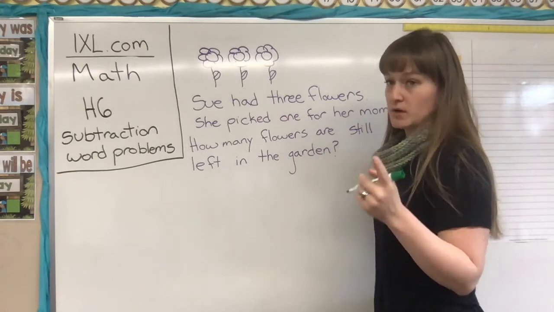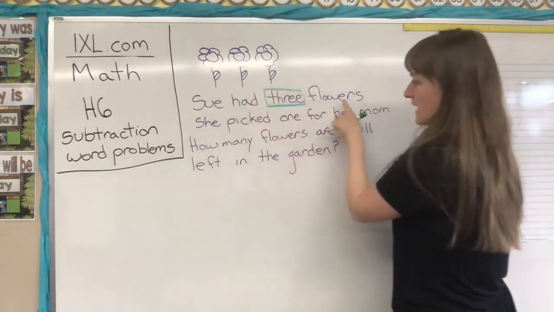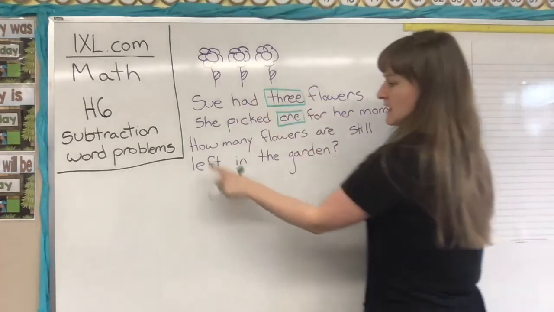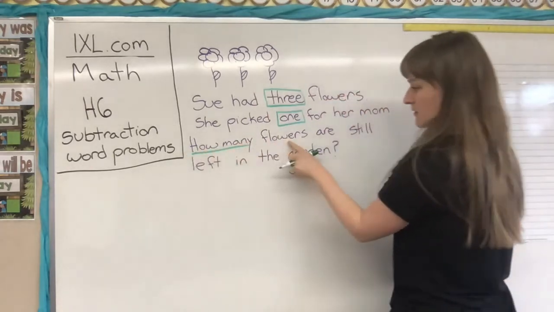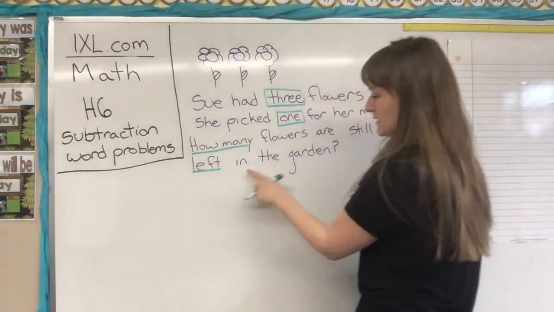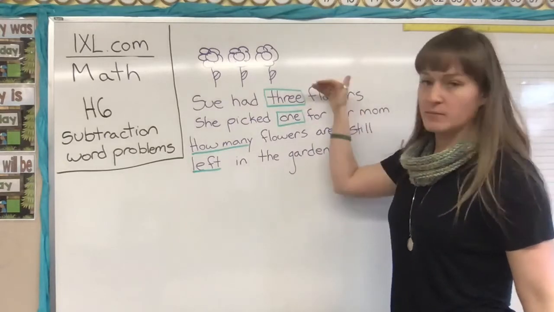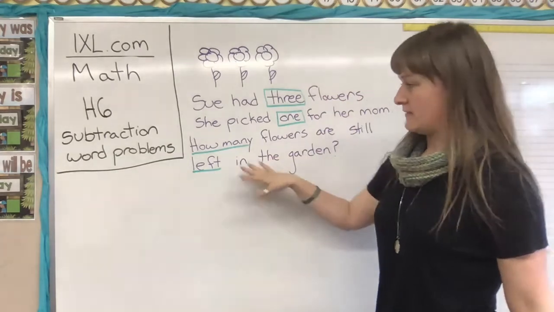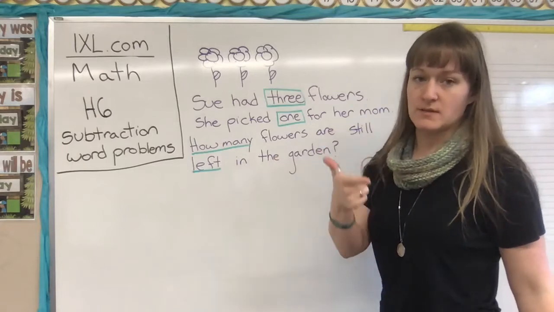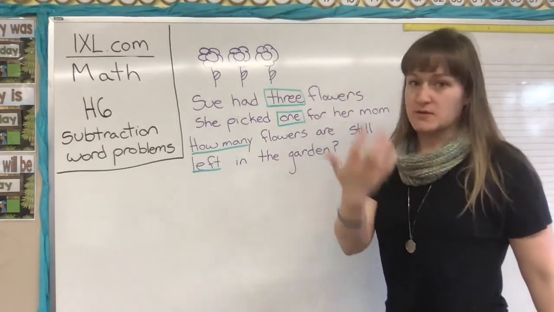number words. Sue had 3 flowers. She picked 1 for her mom. How many flowers are still left? How many are left in the garden? So usually the first 2 sentences in a word problem are your number words. And then you have your question. So then your question will tell you if you are adding or if you are subtracting. And then later on in life, it'll tell you if you're multiplying or dividing or so on and so forth.